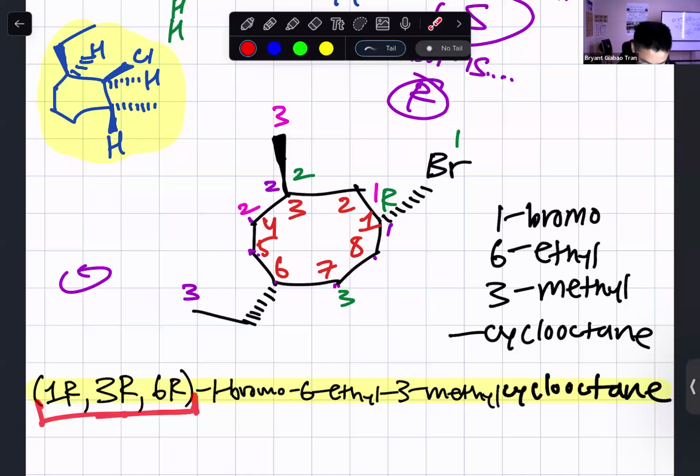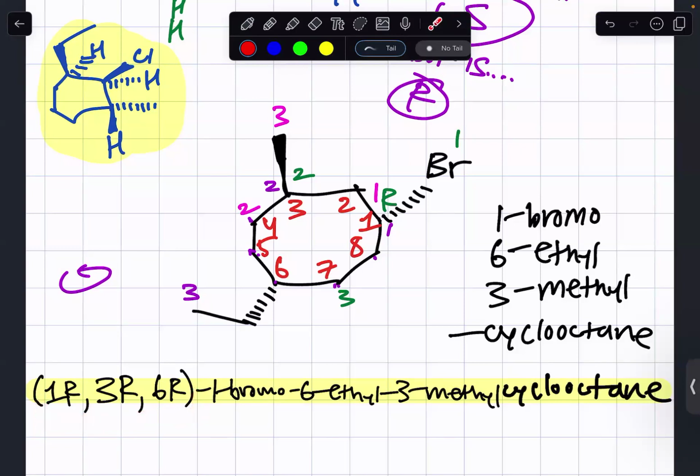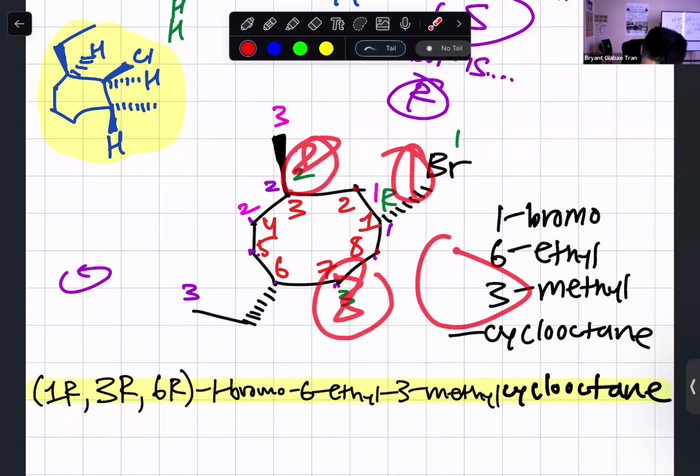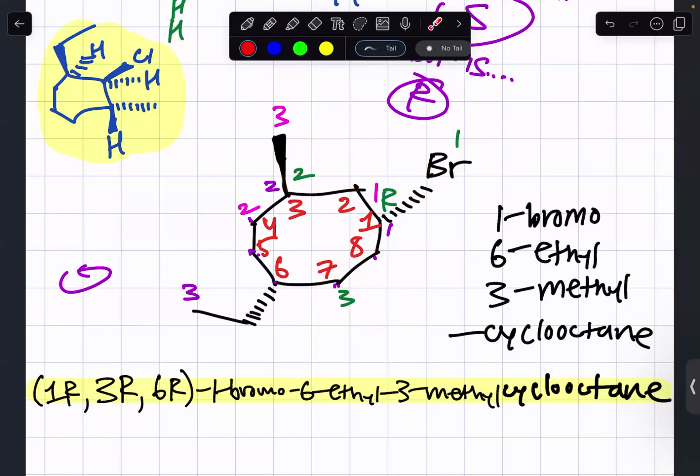How about R and S? I think I got that right. Oh wait, never mind. I think there was one S that I assigned, and I think that was from the bromine, because I think I made the mistake again to look at the bromo rather than the hydrogen. I know one of them I listed as an S, not an R. Oh, so that was another mistake.